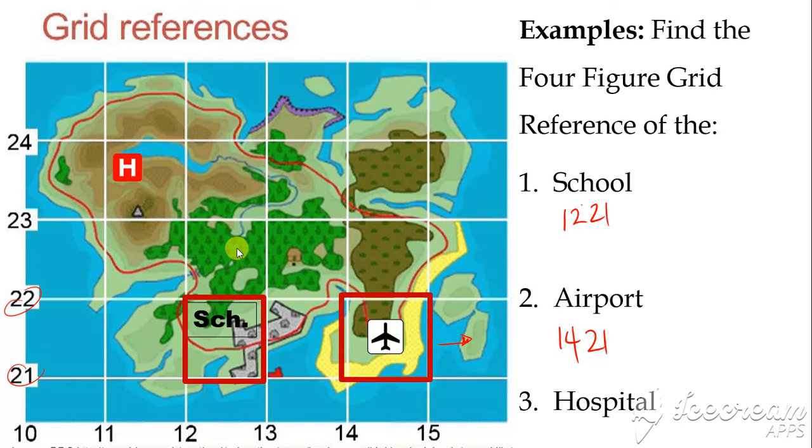And for the hospital, we have 11 and 12. Has it passed 12? No. Has it passed 11? Yes. So you're going to have 11. And then for the northern, 23 and 24. Has it passed 24? No. Has it passed 23? Yes. And that's how you do your 4 figure.